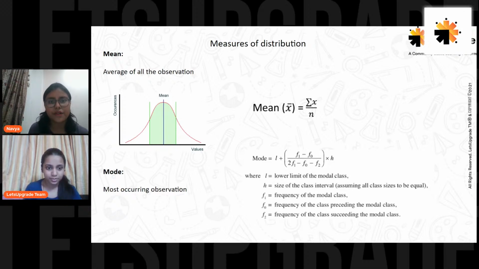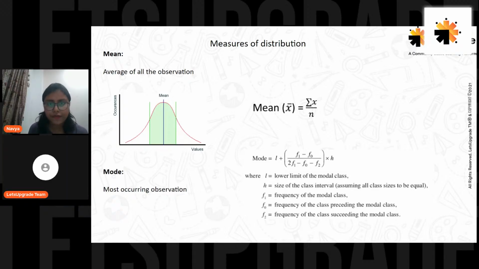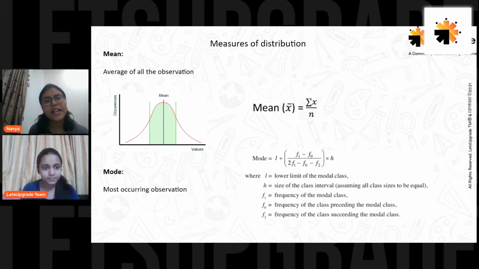Suppose in a class of 50 students, everyone has a different height and a different weight. So you have to find the average height of the class, the 50 students that constitute the class, or you have to find the average weight of that particular class. So what you will do, you will add up, you will do the summation of all the heights and divide it by 50, because the number of observations is 50. In that manner you will get the average, or your mean.